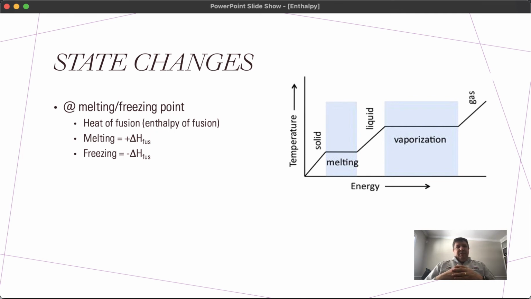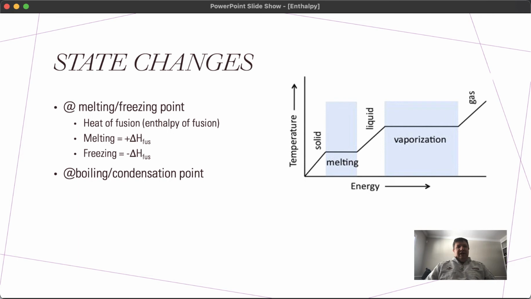Sometimes at the freezing point, instead of negative delta H of fusion, it gets called the delta H of solidification. But maybe half the time I ever see that. Most of the time you just talk about a negative delta H of fusion. It really reinforces the point that heat of fusion is one value. It's a particular value for a substance, and the only question is whether you add it or take it away depending on whether you're heating or cooling.